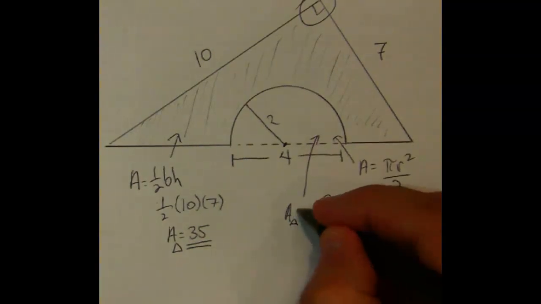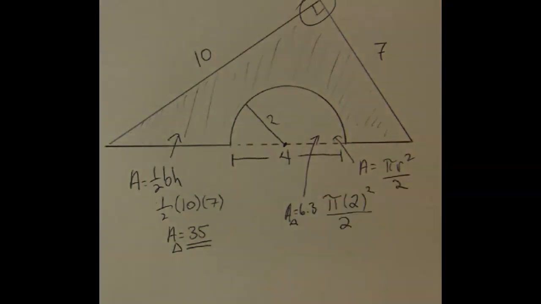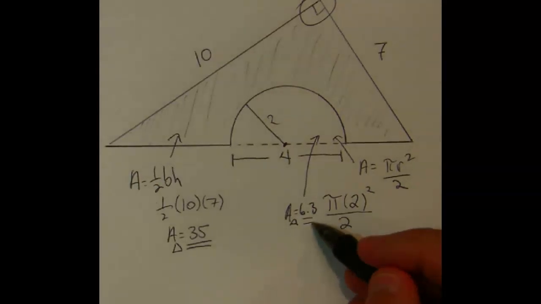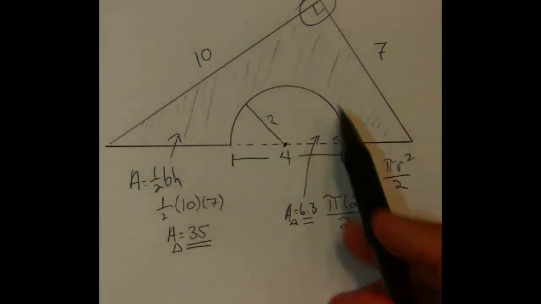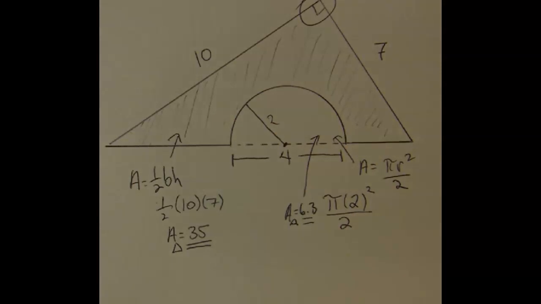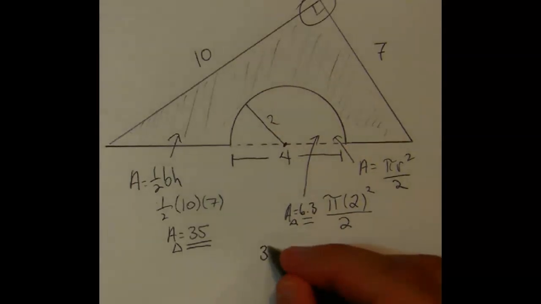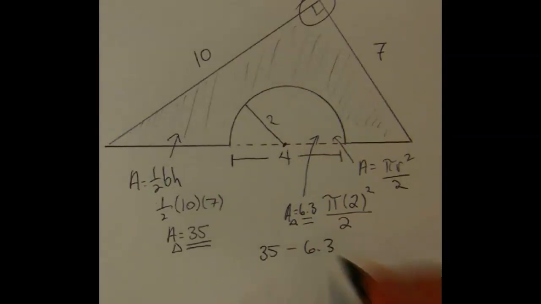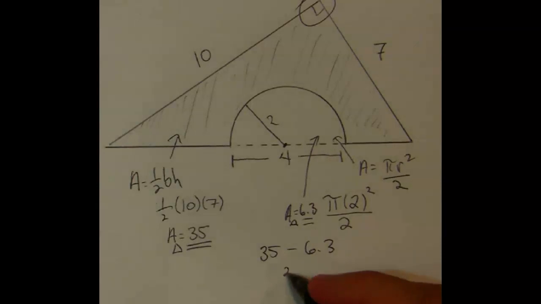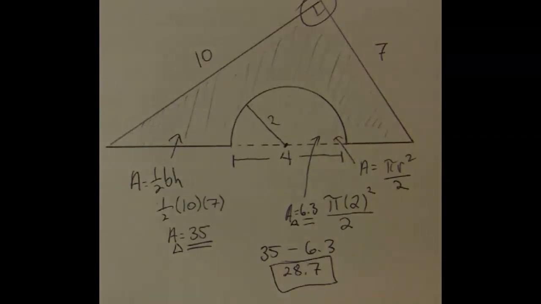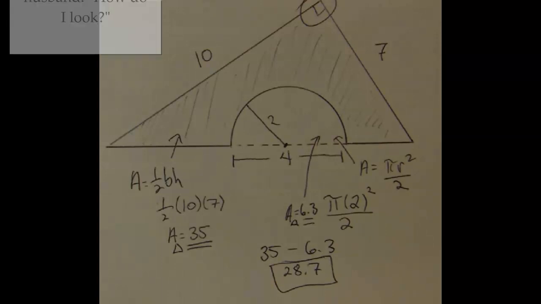Area of the semicircle, 6.3. Now, what we need to do is take this semicircle out from the triangle. So we're going to have 35 minus 6.3. And that gives you 28.7 units squared. And that's how you find the area of this shape.